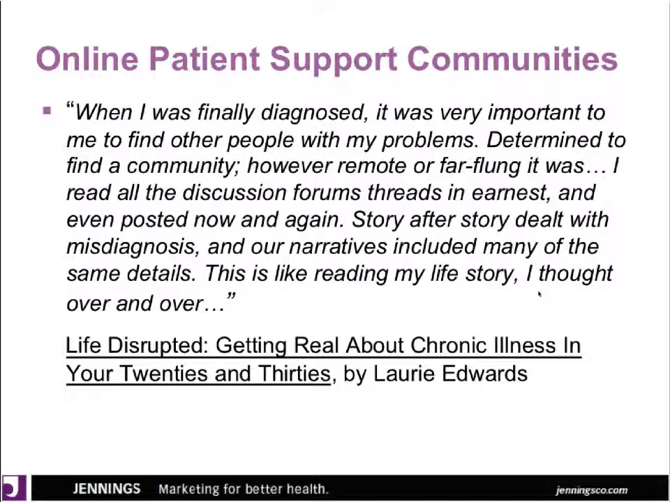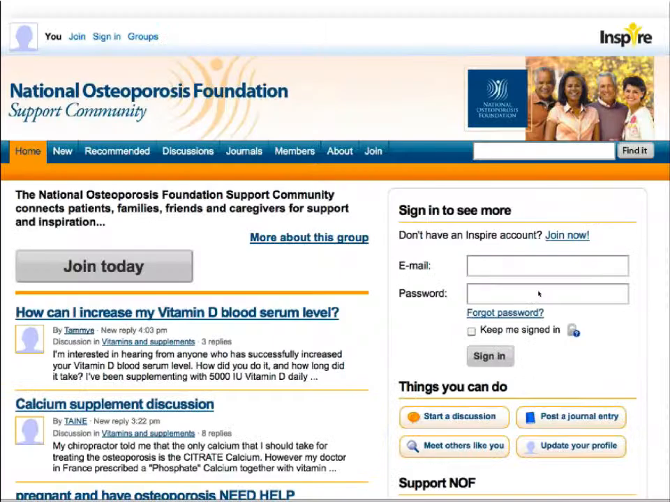It's powerful. These communities offer something really important to patients. And this is something we can be doing in healthcare marketing. It doesn't have to be left up to nonprofits or to health insurance companies or pharmaceutical companies who are very quick to move in this direction because it provides a platform for them to market their drugs.